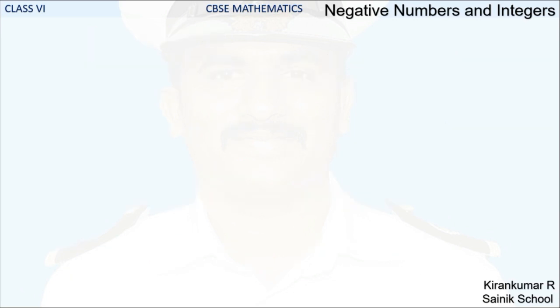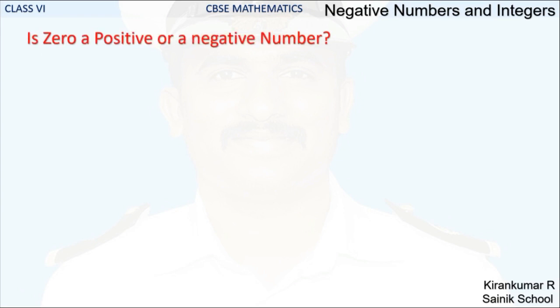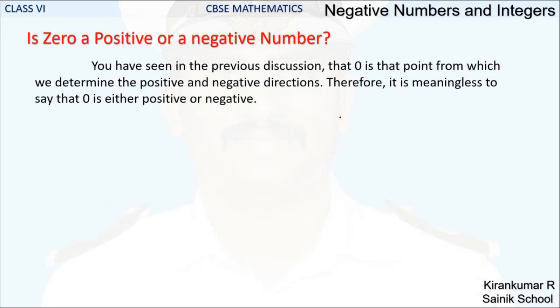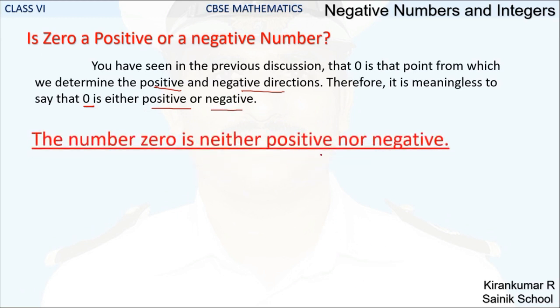Then the question arises, is 0 a positive or a negative number? You have seen in the previous discussion that 0 is the point from which we determine the positive and negative direction. Therefore, it is meaningless to say 0 is either positive or negative. Therefore, 0 is neither positive nor negative.